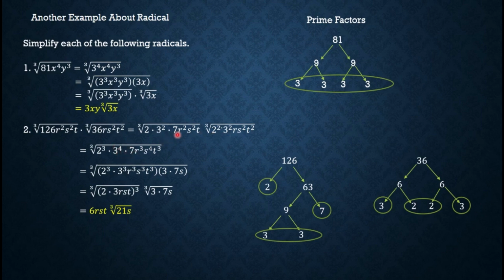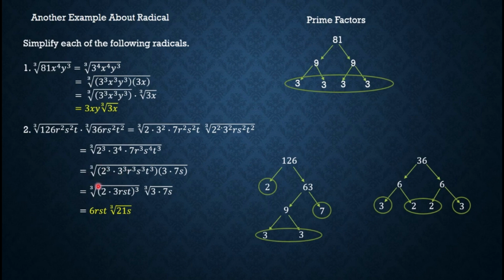We also have another 7, so automatically 7. R squared times R gives R cubed. S squared times S squared gives S to the 4. T times T squared gives T cubed. So this is the same process as in our first example. We separate them so we can do the cancellation of the radical symbol.